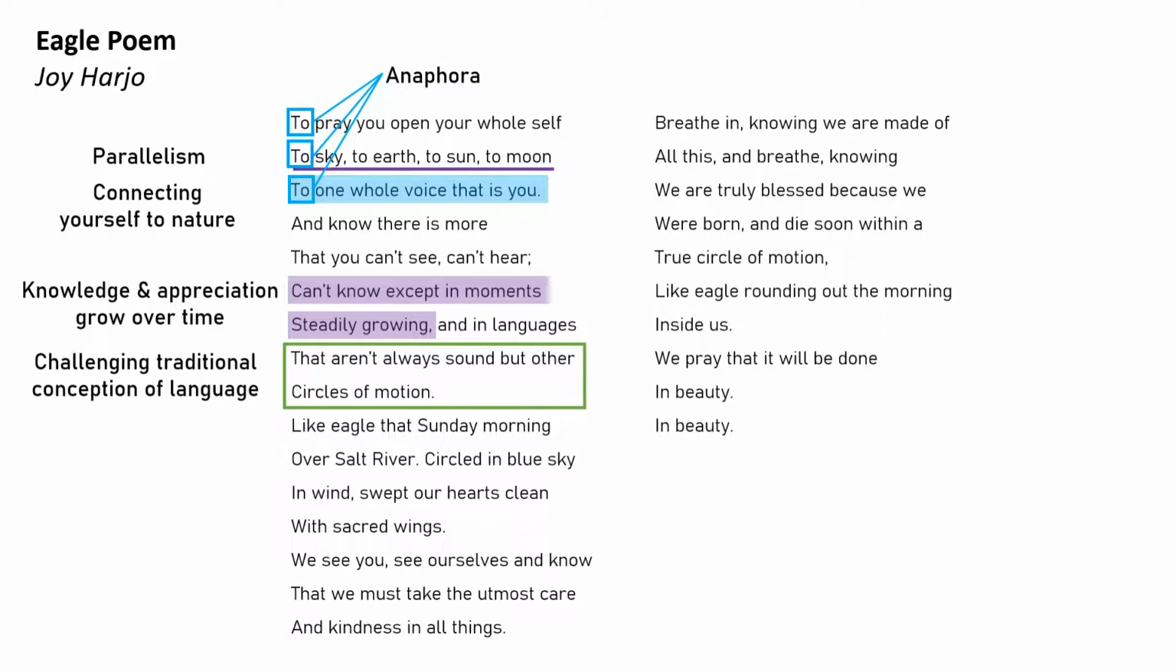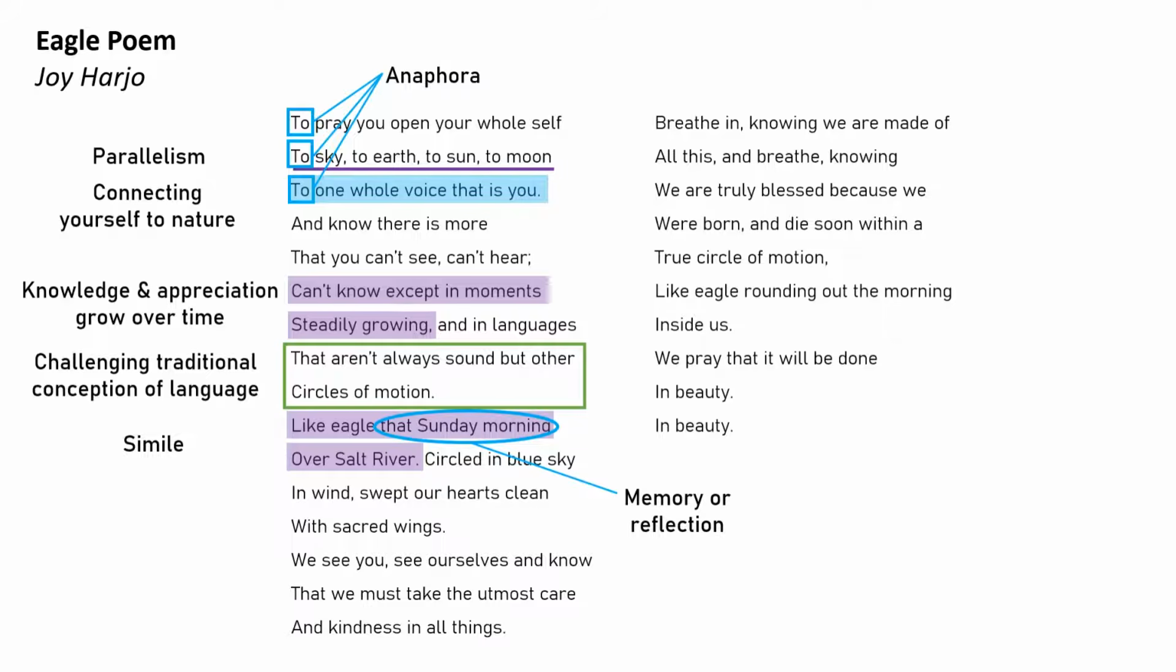The speaker uses a simile to compare circles of motion to an eagle that circled around Salt River on one Sunday morning. This simile creates a distinct, concrete image in the reader's mind, since we can picture that eagle making a loop in the sky. The phrase "that Sunday morning" shows that the speaker is reflecting on a particular memory, creating a nostalgic atmosphere.